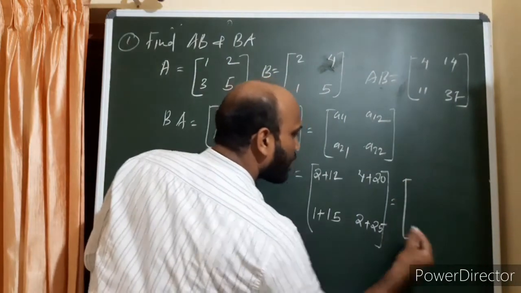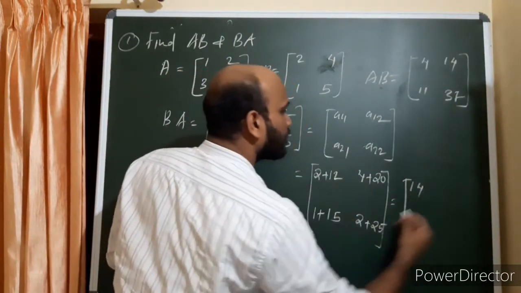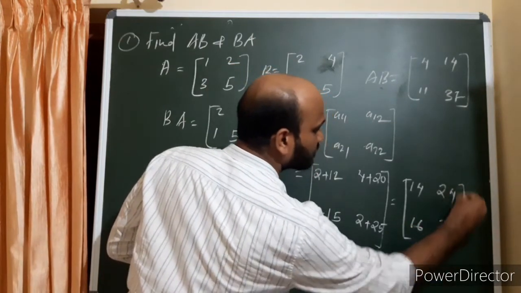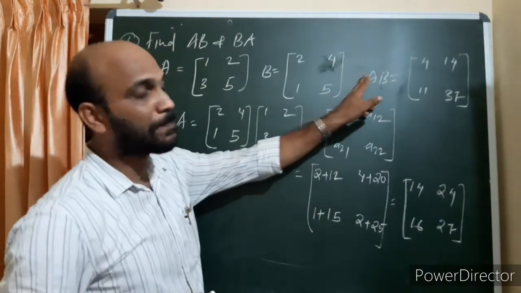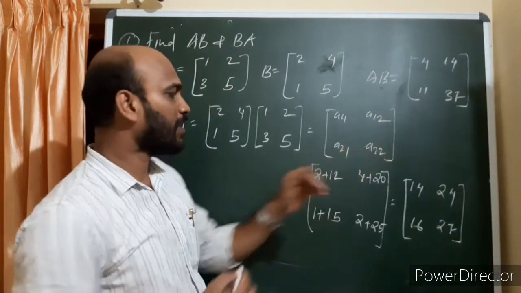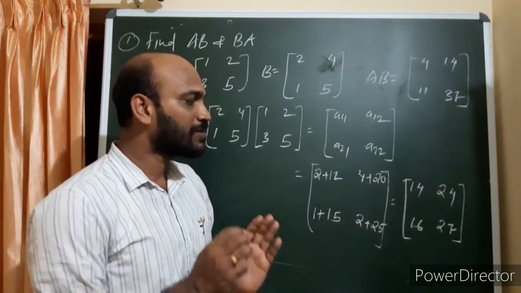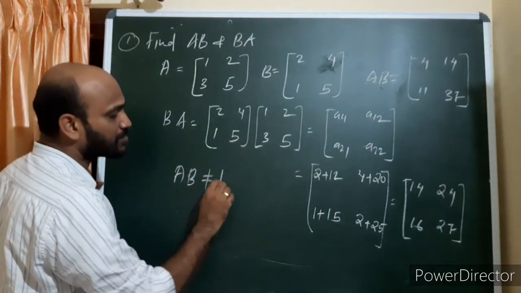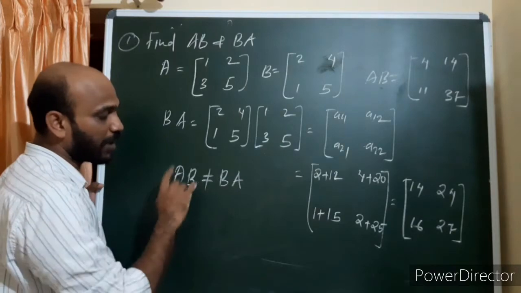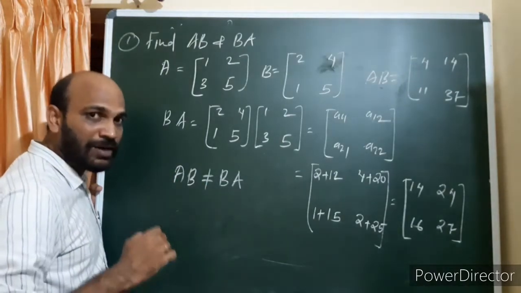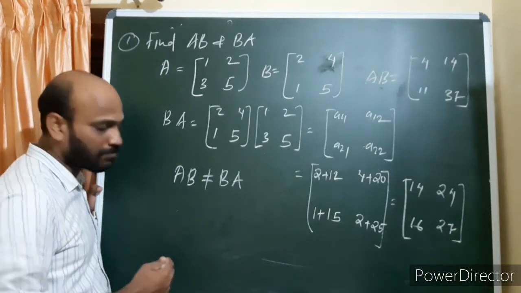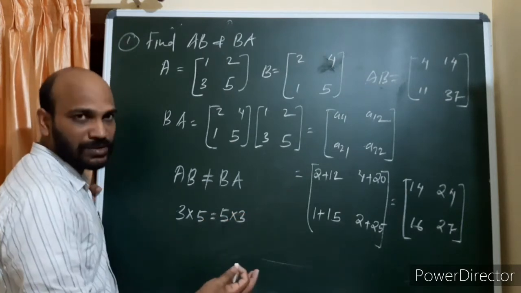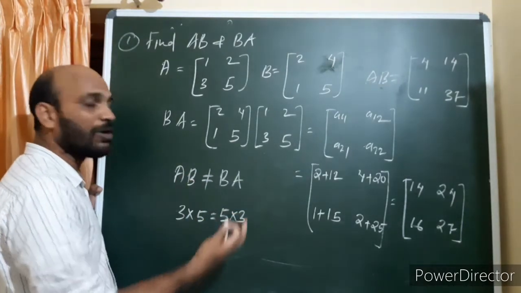So the answer will be 14, then 24, 16, 27. Now what about AB? AB is 4, 14, 11, 37 and BA is 14, 24, 16, 27. That means matrix multiplication does not satisfy the commutative property because AB is not equal to BA. Ordinary multiplication satisfies the commutative property because 3 into 5 is equal to 5 into 3 for any two numbers. But in case of matrices, AB not equal to BA.